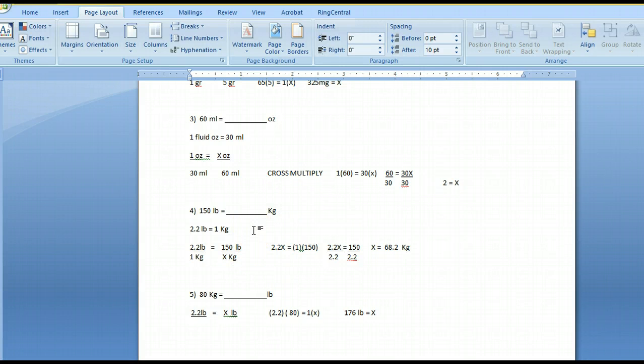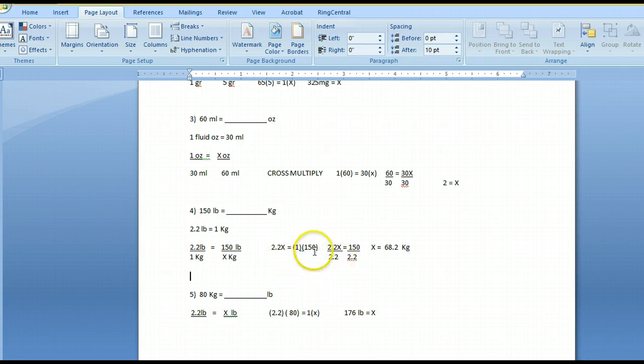So now we're just going to rewrite our conversion factor, and we're going to rewrite our problem from horizontal to vertical, just like we did in the previous problems. 2.2 pounds all over 1 kilogram, and then 150 pounds over x kilograms, and then put an equal sign. Our numerators check out. We got pounds on the top, and our denominators check out. We have kilograms on the bottom. Now we're going to cross multiply. 2.2 times x is 2.2x. 1 times 150.